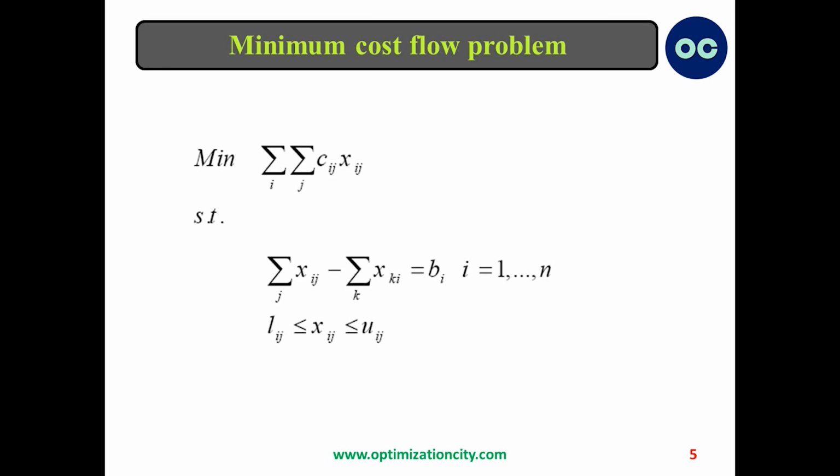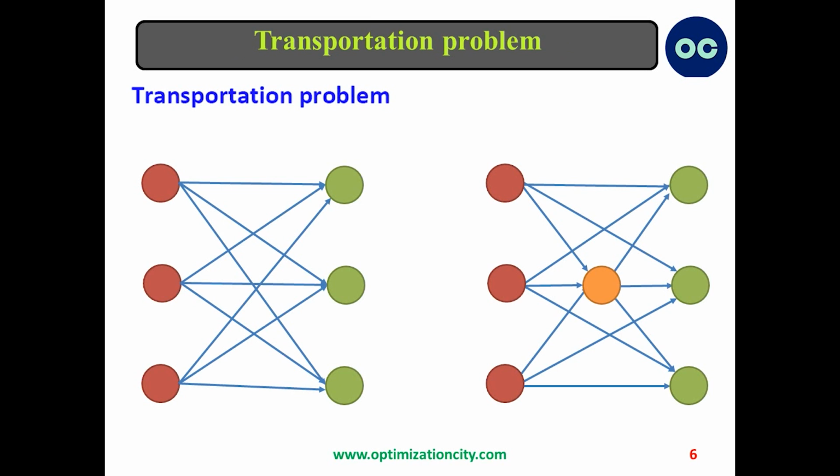The model shown here represents the general form. However, we can simplify this model into the other form that we explain in this presentation. In this presentation, we focus on a special case of the minimum cost flow problem called the transportation problem. The transportation problem, which is the main topic of the discourse, is a specific type of minimum cost flow problem that does not involve intermediate points or nodes.